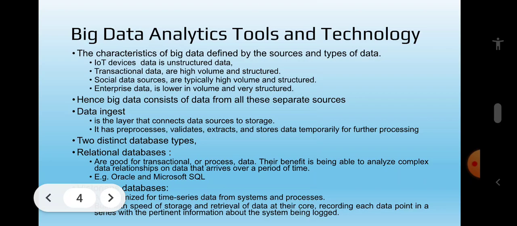Now, another category is for time series data from systems and processes. Basically, the purpose is storing it in a faster manner and retrieval of the data at the core, recording each point in a series with the pertinent information about the system being logged. So these are some introductory parts of big data analytics tools and technology.